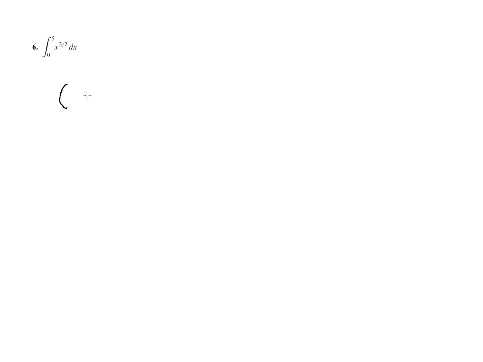So we're going to go up by a power of 1. 3/2 plus 1 is like 3/2 plus 2 over 2. So we get x to the 5/2 over the new power, so over 5/2, and we'll clean that up in a second. Evaluated from 0 to 5, and then that equals bringing that fraction up and multiplying by the reciprocal and saying 2/5 times x to the 5/2 evaluated from 0 to 5.